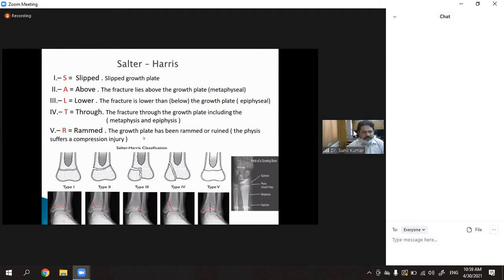Sorry, type 5 is a rammed growth plate. The growth plate has been rammed or crushed. The physis suffers a compression injury. Here it is a compression injury in type 5. In the X-rays, you can see this radius, ulna, and this epiphysis, physis, metaphyseal region. If the fracture is through the epiphysis, you can say it's through and through, it's a type 4, or if it is crushed, it will be type 5.